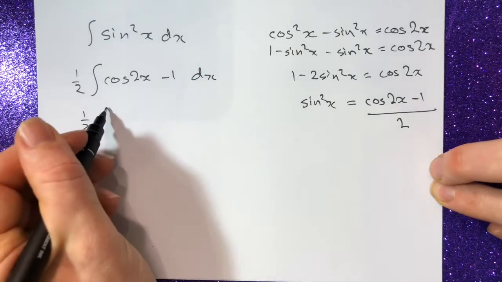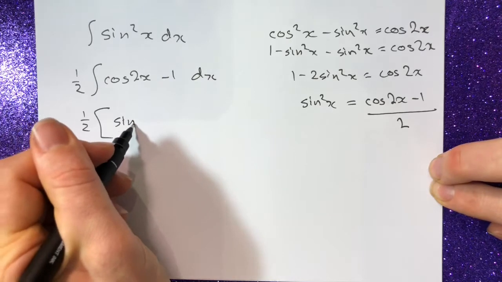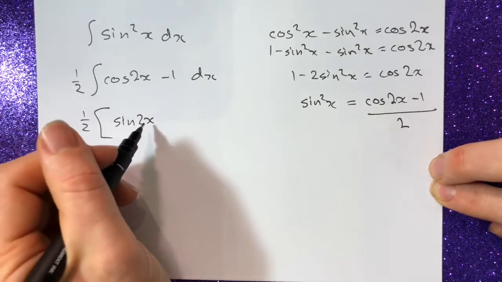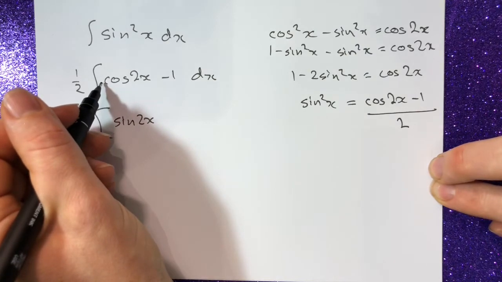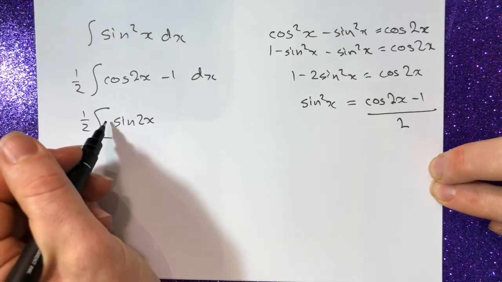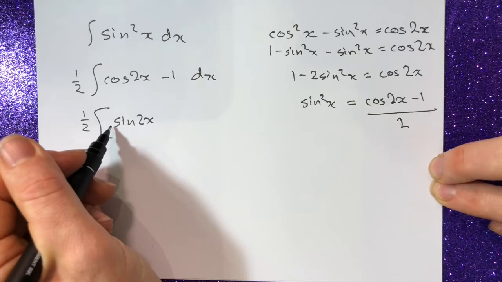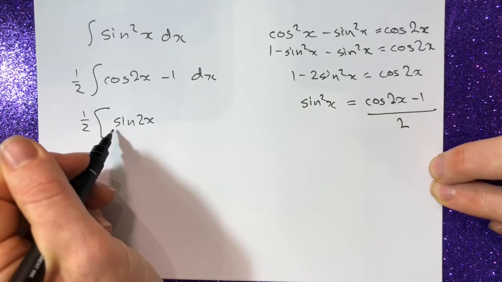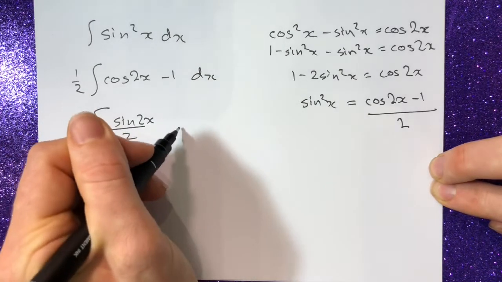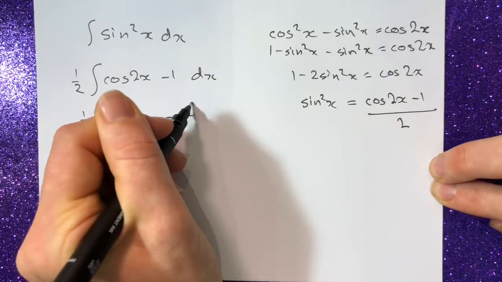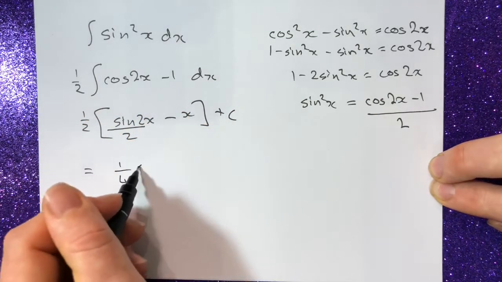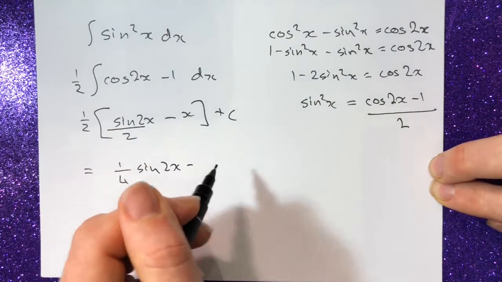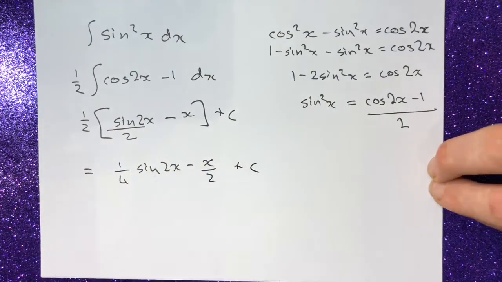So a half sine 2x derives to cos 2x. Now I always think, okay, sine 2x derives to 2 cos 2x, which means if I needed a 2 come out, then I need to balance that off with another half. There you go.